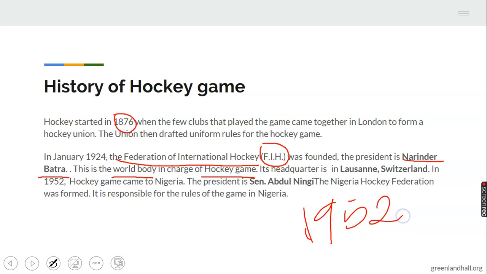1952. Very good. That was when the game of hockey came to Nigeria. Now, the president in Nigeria is Senator Abdul Ningi. So they formed the Nigeria Hockey Federation, and it is now responsible for the rules and regulations of the game in Nigeria. So that's the year hockey came to Nigeria, in 1952. They formed the Hockey Federation, and that federation was and is still responsible for the rules and regulations of the game.